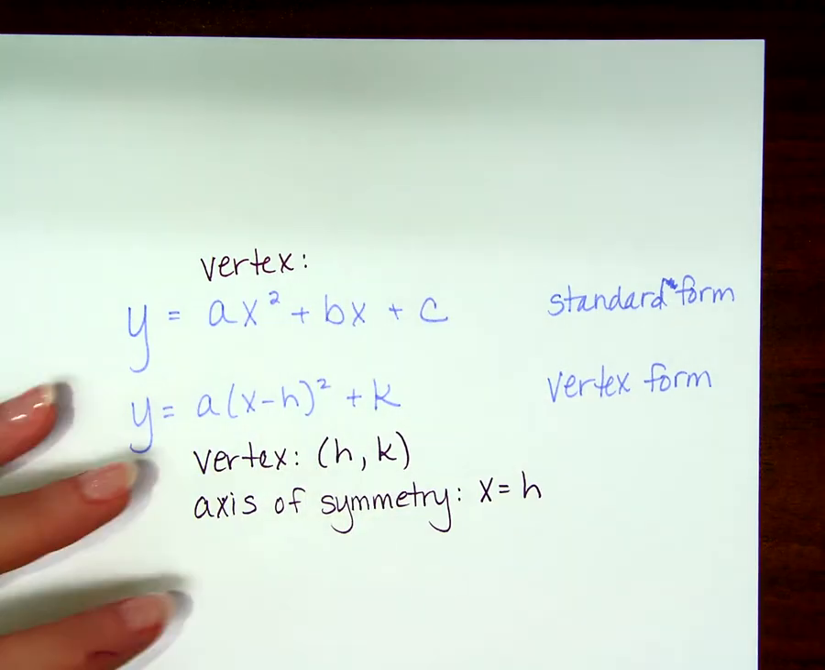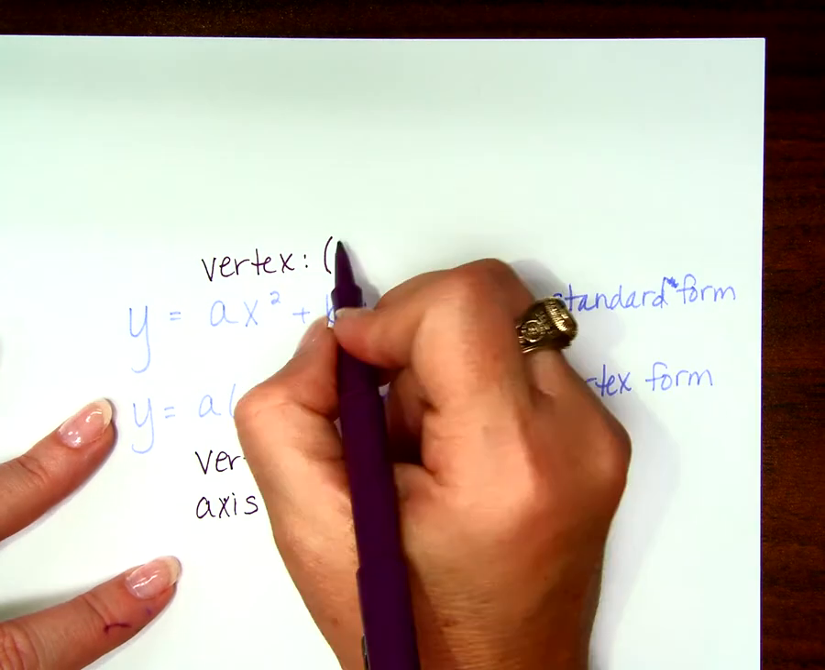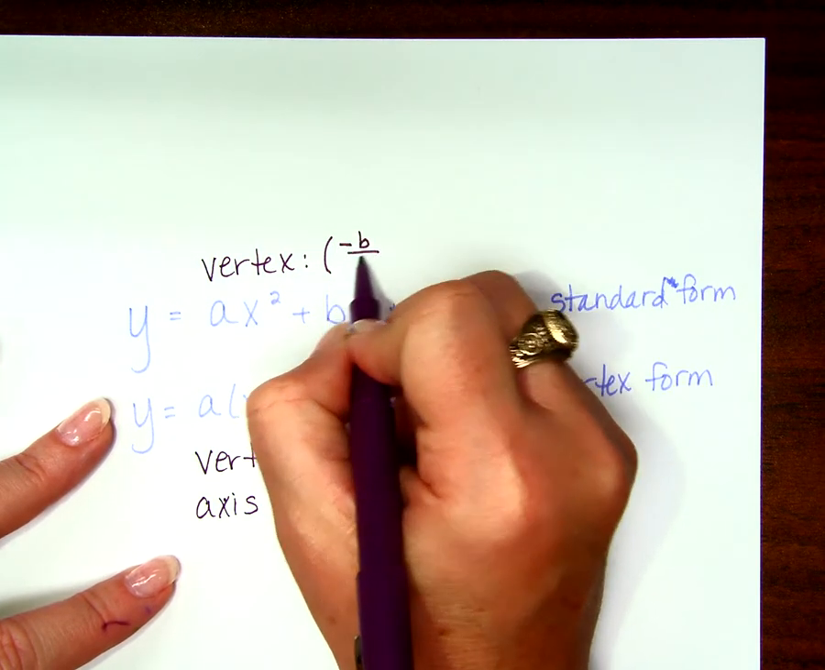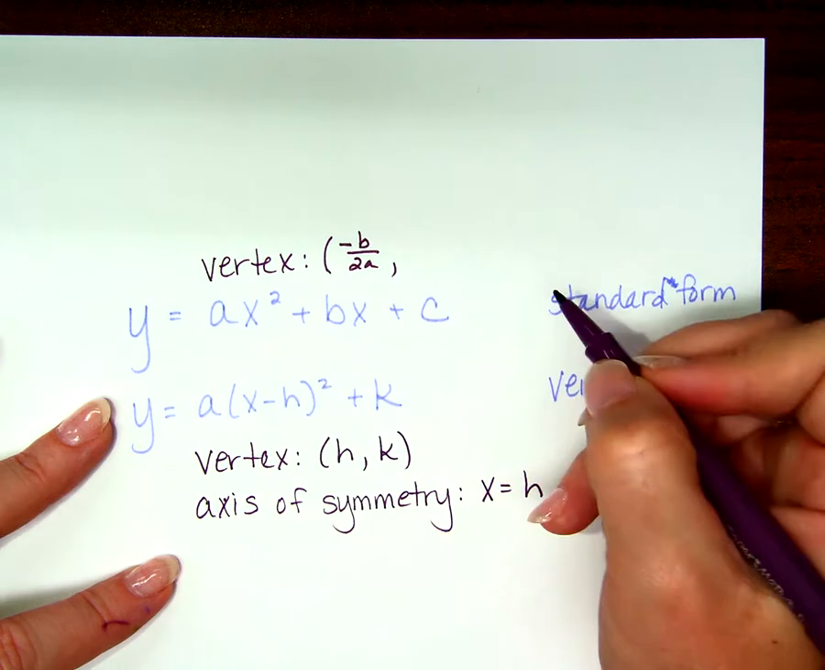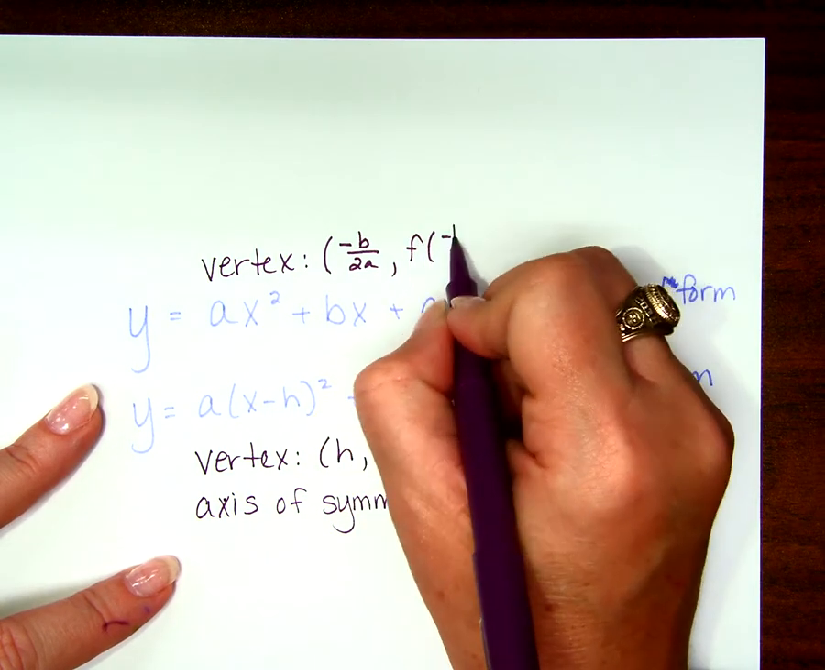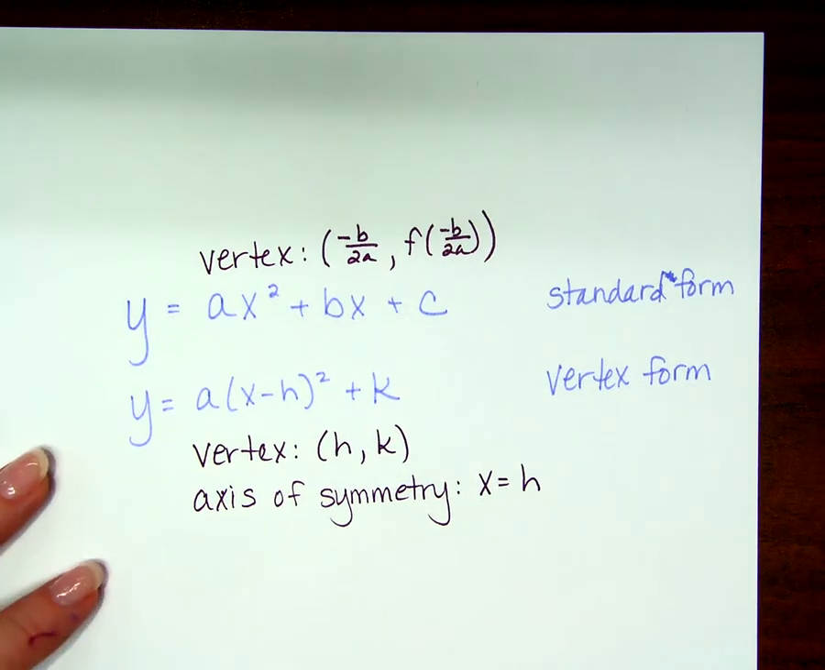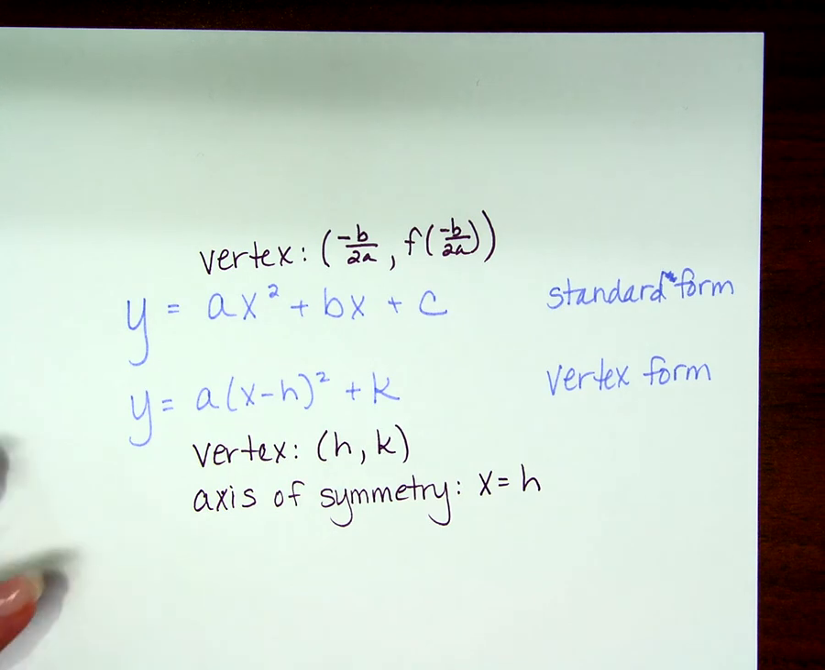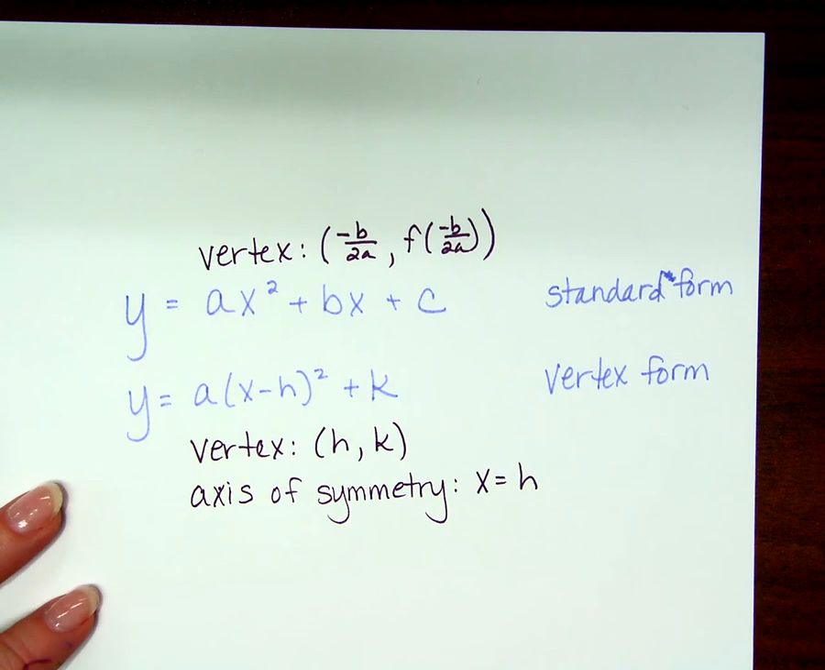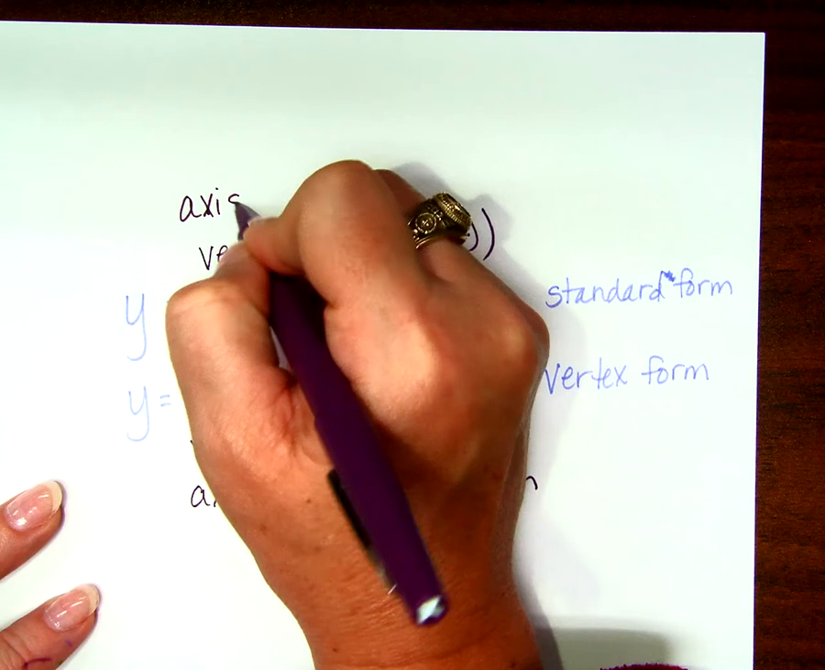Here's how we find the vertex in standard form. It's a point still, right? The x-coordinate of the point is negative b over 2a. The y-coordinate of the vertex is the value of the function at negative b over 2a. Doesn't that look messy? It's not. I'll show you in a second that it's not, so you can believe me. But I also need you to be able to find the axis of symmetry.